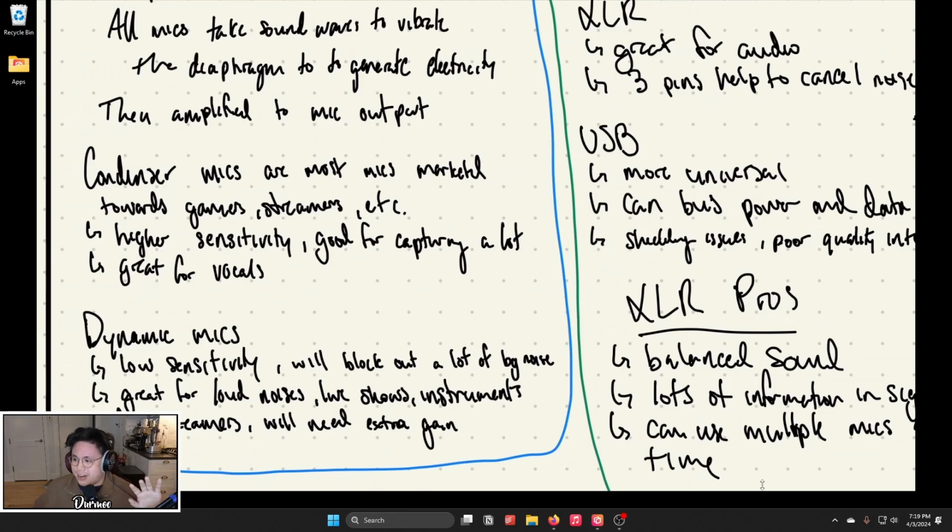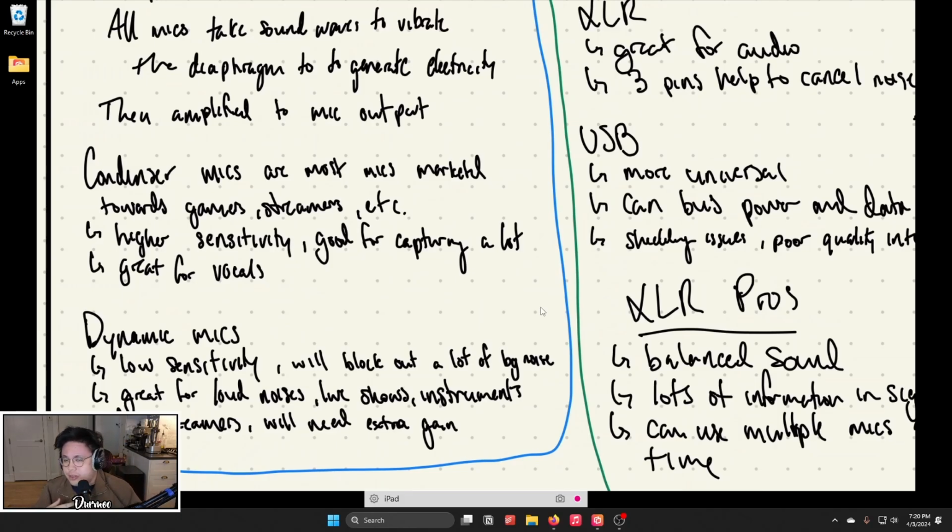Because of that, I actually have a boom arm. This boom arm allows me to move my mic to different positions and put it in front of my face, and I can be completely free to do it. It also clears up all my desk space. So that allows me a lot of flexibility when it comes to my setup. Those are the big differences between a condenser and a dynamic mic.